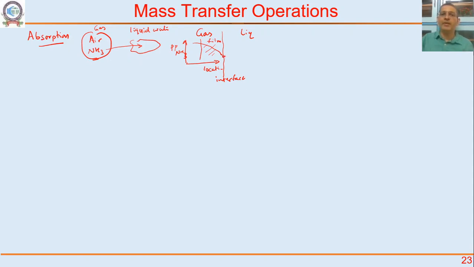At the liquid interface, it will dissolve. And then if I plot the concentration of ammonia in the liquid phase with respect to distance away from the interface, it will reduce. Okay, mass transfer. So there is a net transfer of ammonia from the gas phase into the liquid phase. That's how this ammonia gets absorbed into water. I can remove ammonia from the gas by contacting it with liquid water. This interface is at equilibrium.